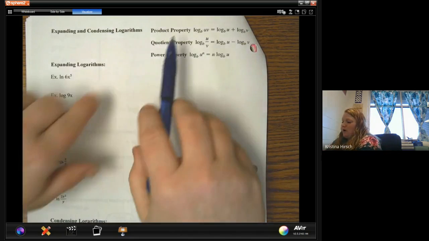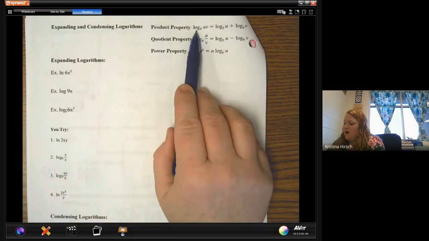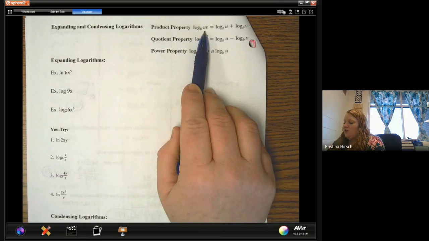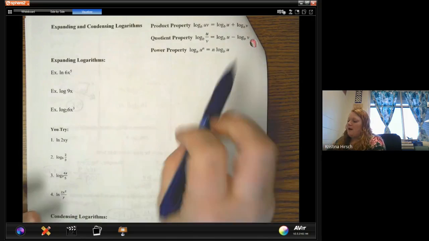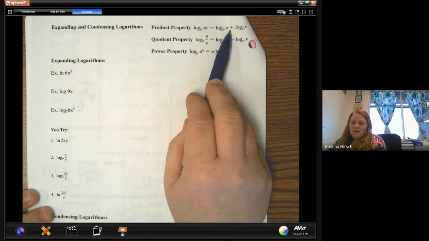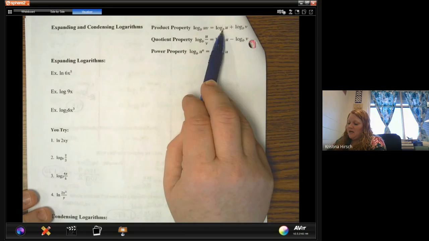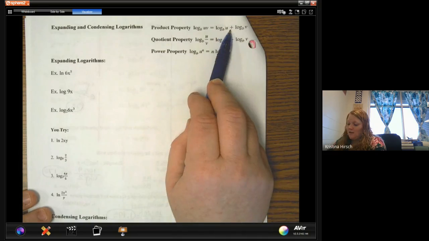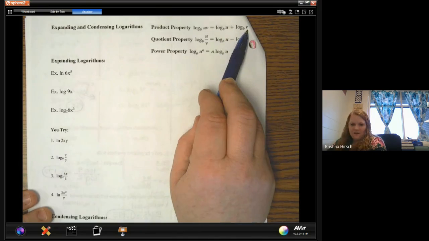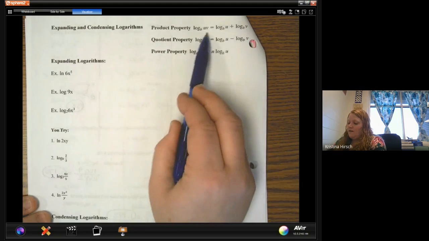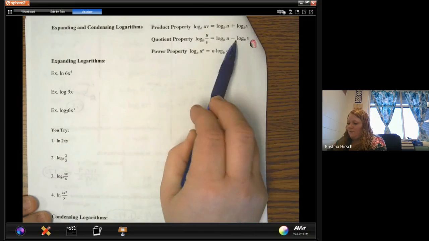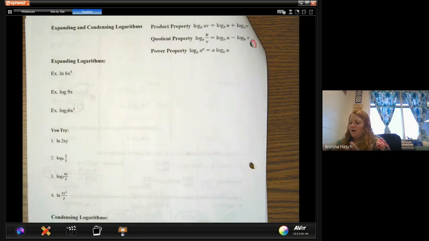So when we look at this product property, notice that you have the log base b of uv. Well, then you're busting it apart, you're expanding it out, all right, and you're having an addition in the middle. So it's the log base b of u plus the log base b of v. All right. We also have the quotient property where here we're dividing, and notice what we do when we bust it apart. We subtract. All right. So those same properties as before come into play.